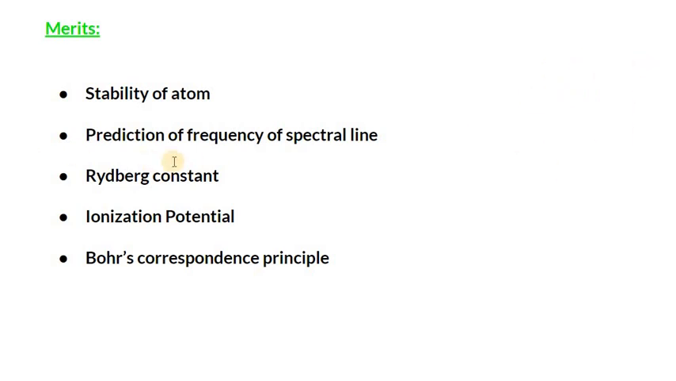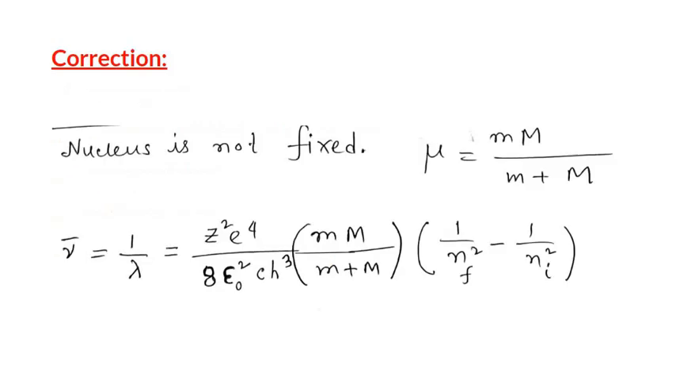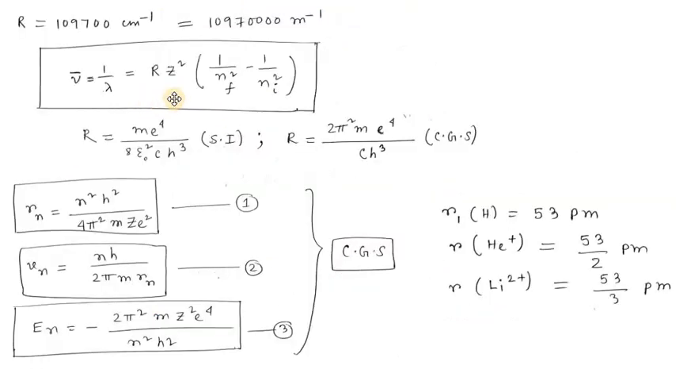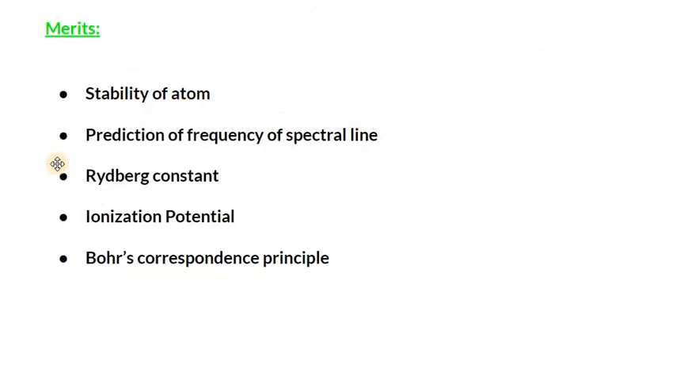The second one is the prediction of the frequency of spectral lines. From Bohr theory we have got this one, nu bar, that is 1 by lambda. If you know the lambda, then you can get the nu, that means the frequency. So nu equals c by lambda. Multiply nu bar with c, then you will get the frequency. So Bohr theory exactly explains the frequency of spectral lines.